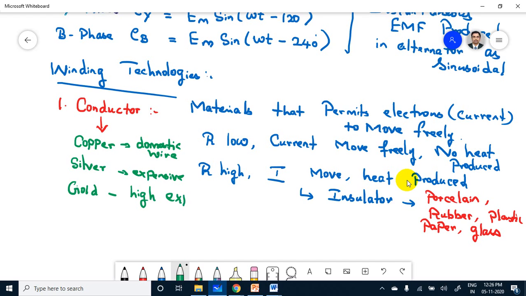What about gold? Gold is an excellent conductor, but it is very expensive. Can anyone tell me where gold materials are used in our engineering concepts? Not ornaments, don't say ornaments. Somewhere they are using these gold materials. Can anyone tell where they are using them?